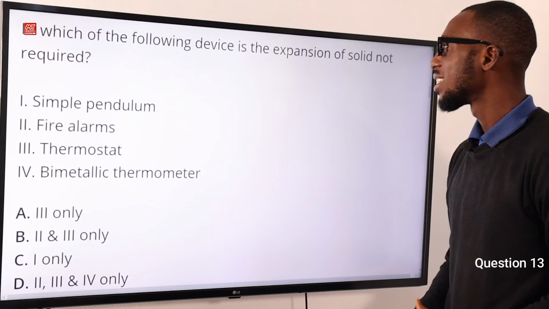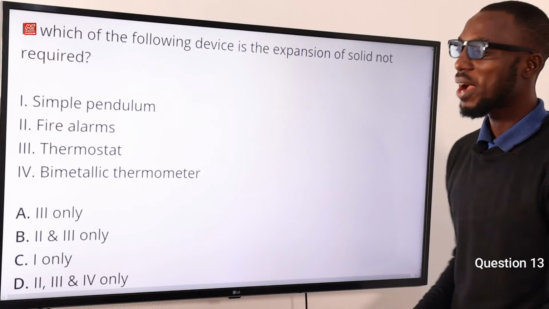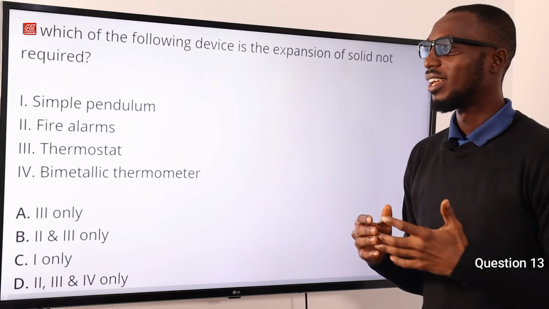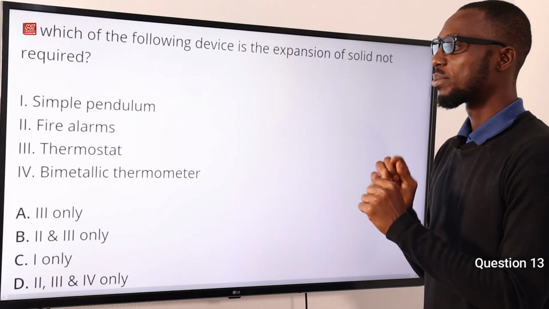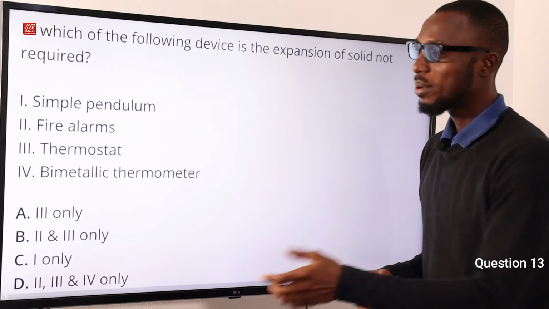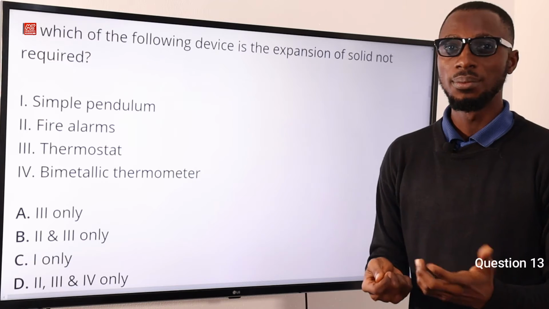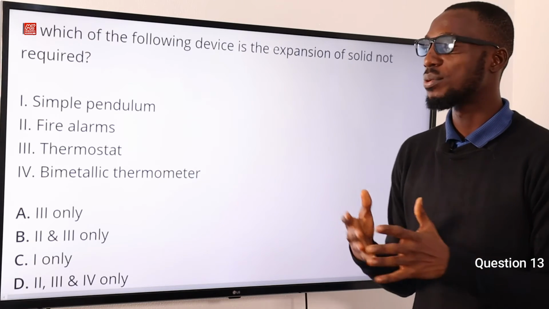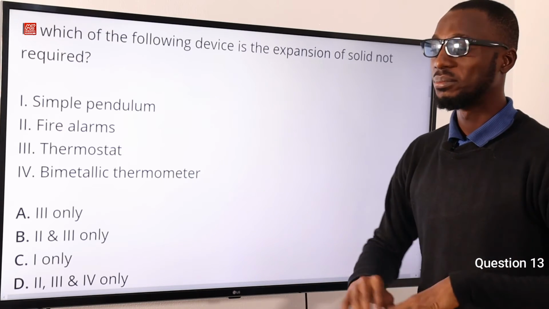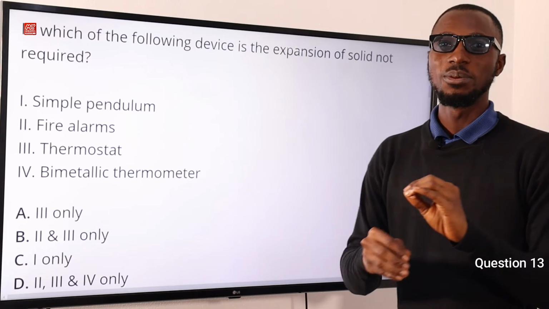Number 13. In which of the following devices is the expansion of solids not required? Okay, it is not required in a simple pendulum, but it is required in these three. In fire alarms, when there is a fire, the heat causes the strip to bend and make a contact. Then the circuit is completed and the alarm goes off. For thermostats, used to regulate temperature in your laundry iron, once the temperature has risen past the set temperature, the strip is going to bend away.